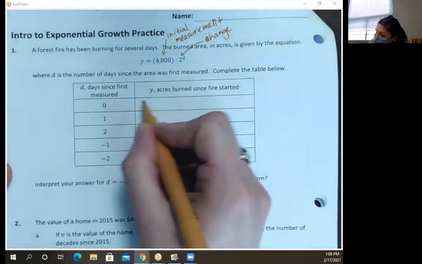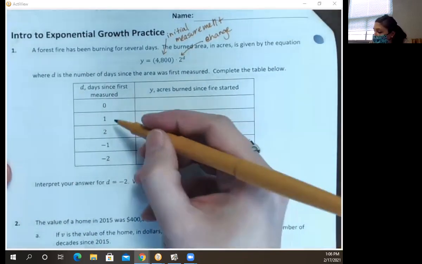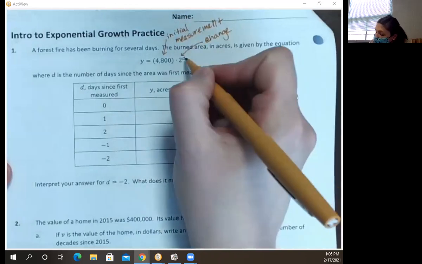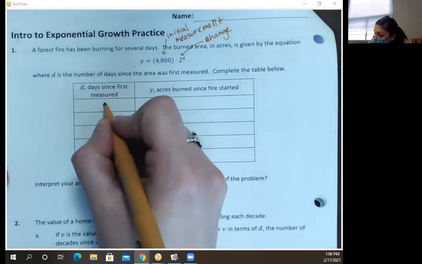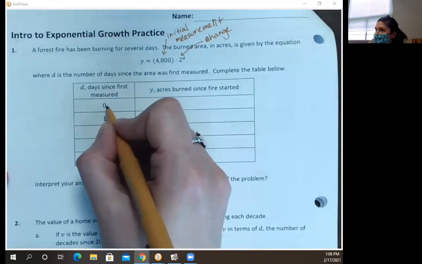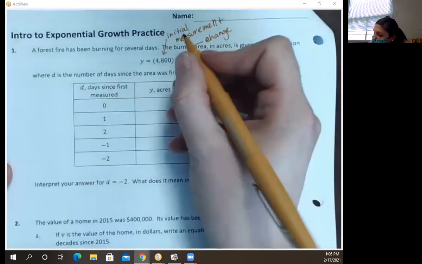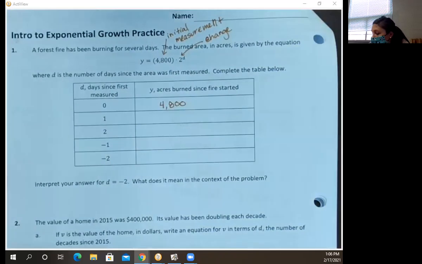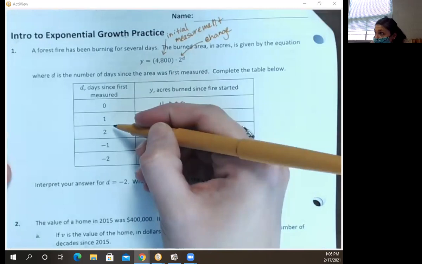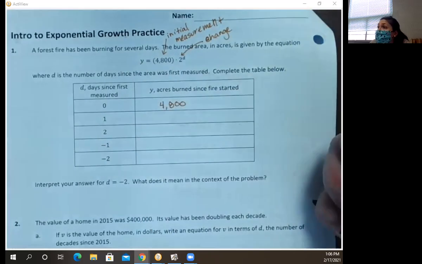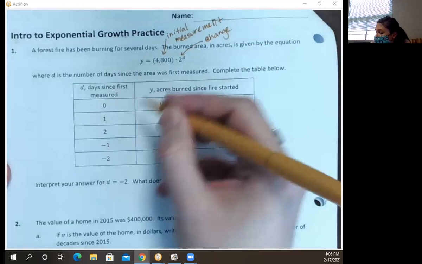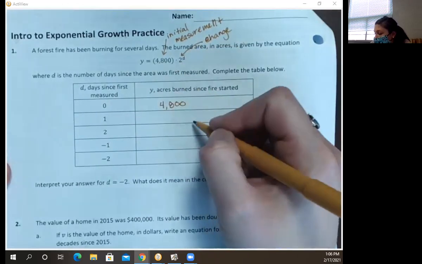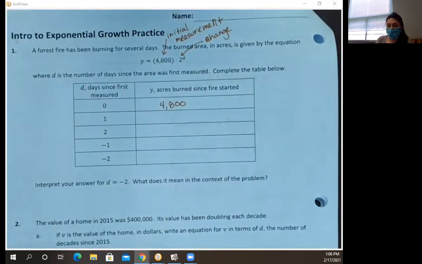So in this table here, we want to do exactly the same thing. We've got some values that we're going to plug in for D. Our initial value here, days since we measured, is 0. So that would be the day that we took the measurement. The day that we took the measurement was 4,800 acres of burned land. So now you're going to do the same thing we just did. This time it's just organized in a table. Okay, so you've got values for D here that I want you to plug in and tell me what you get.